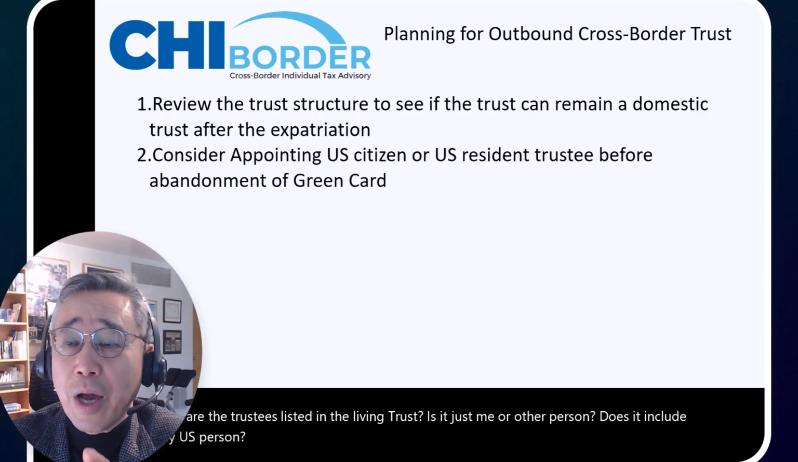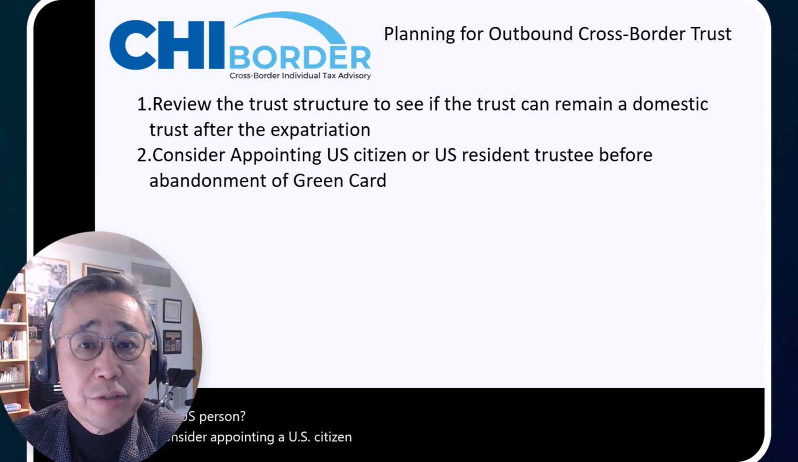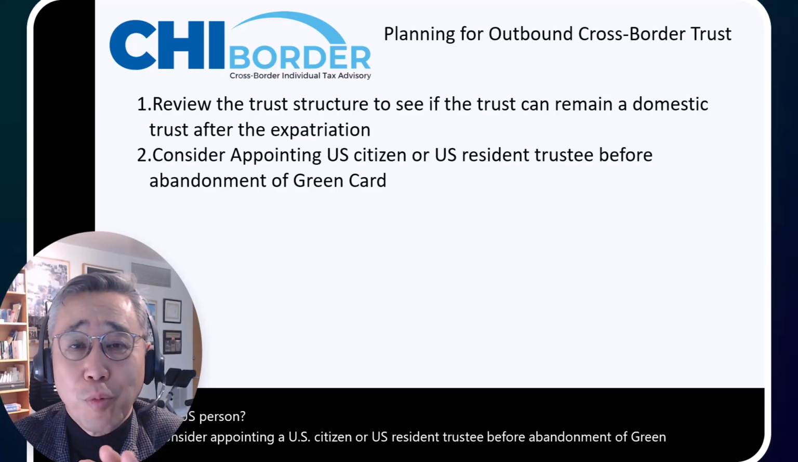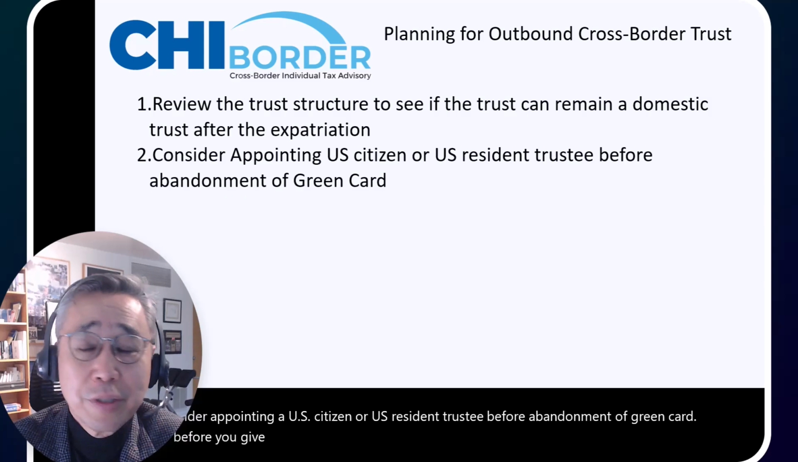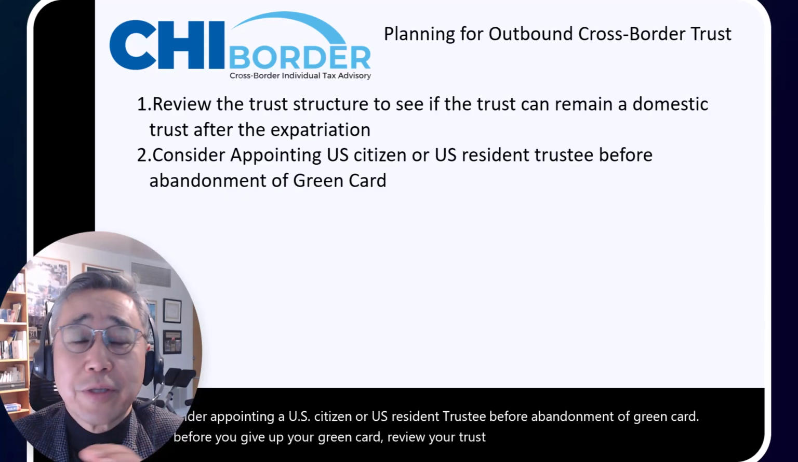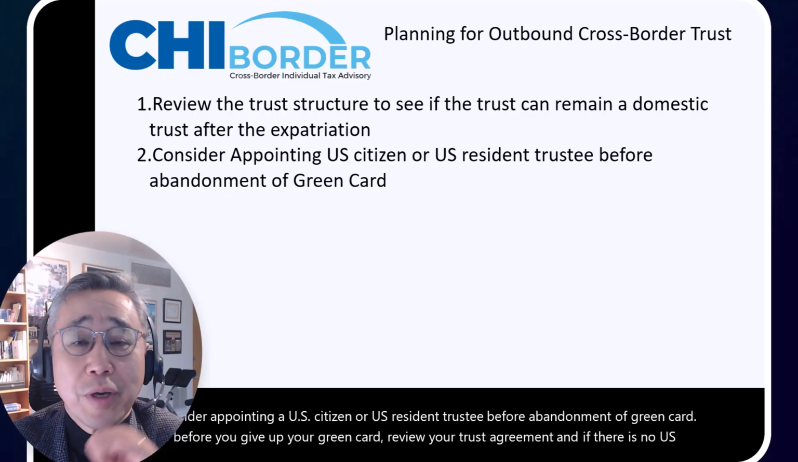Consider appointing a U.S. citizen or U.S. resident trustee before abandonment of the green card. So before you give up your green card, review your trust agreement, and if there is no U.S. person, try to appoint a U.S. person.